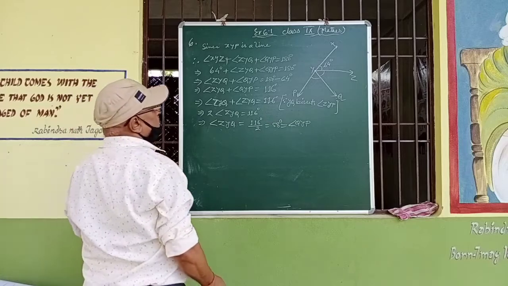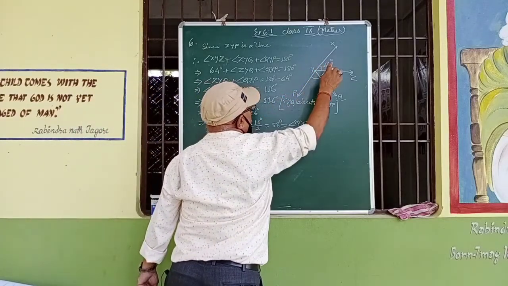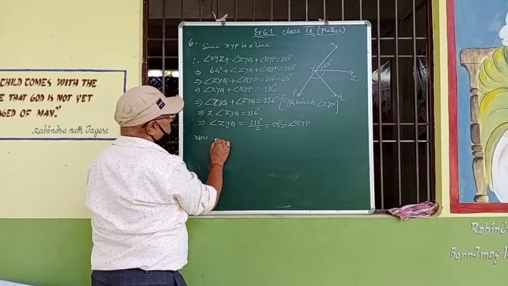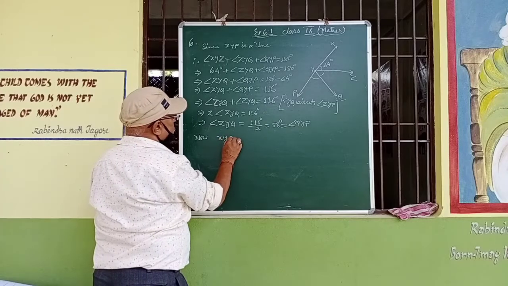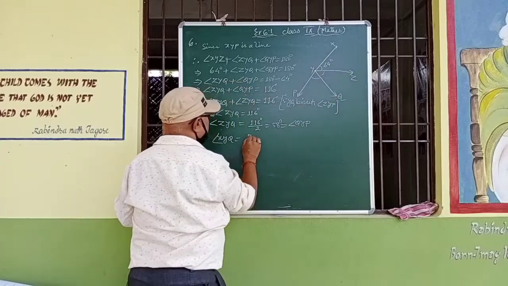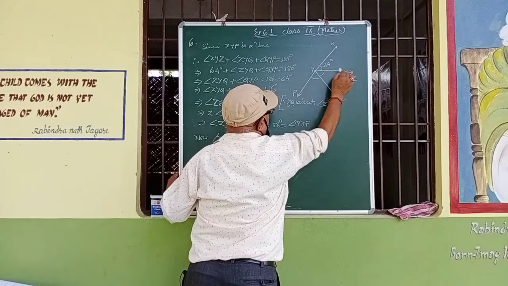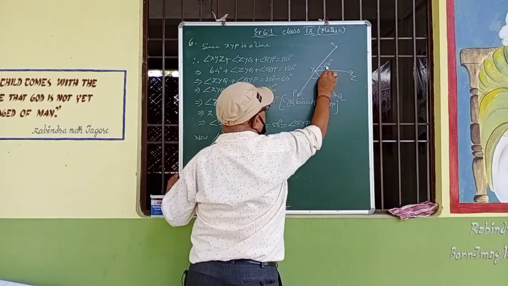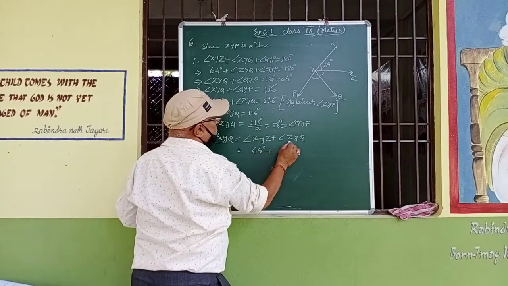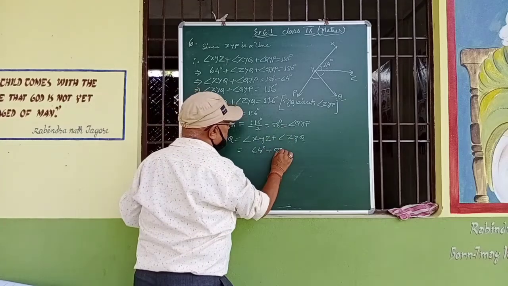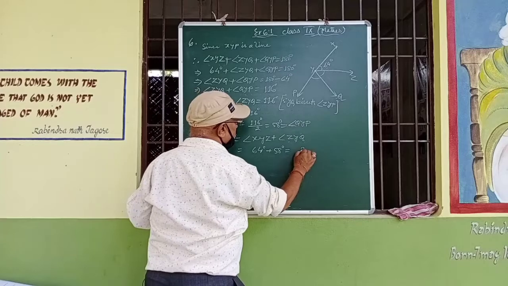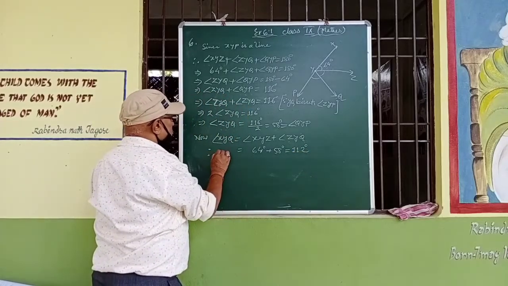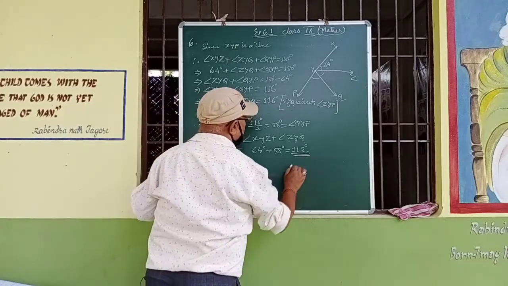Now we have to find XYQ. XYQ is equal to XYZ plus ZYQ. So XYZ is 64 degree, ZYQ is equal to 58 degree, is equal to 8 and 4 is 12, 2 carry 1, 1 and 1 is 2, 112. Therefore XYQ is equal to 112.